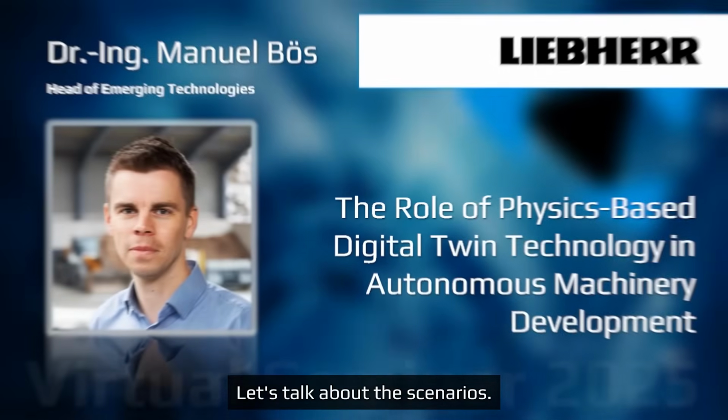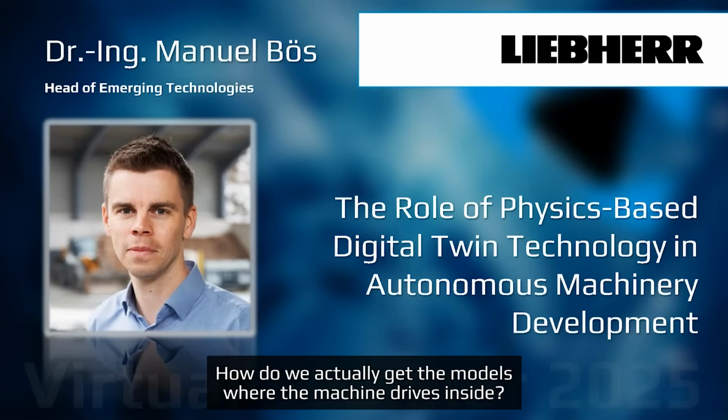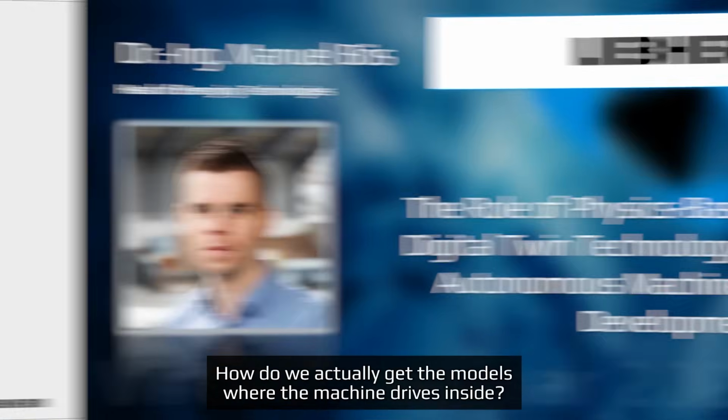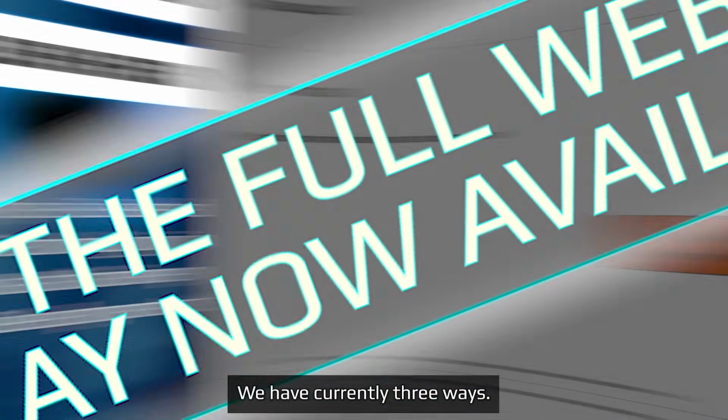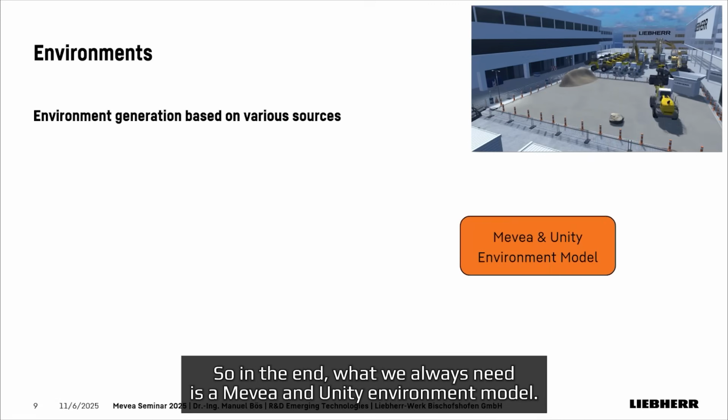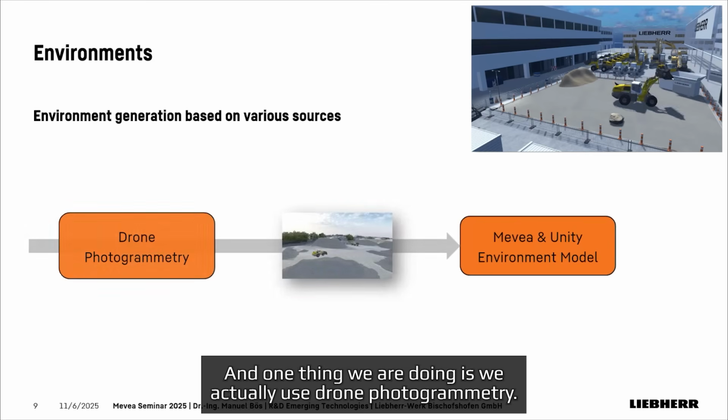Talk about the scenarios. How do we actually get the models where the machine drives inside? We currently have three ways. In the end, what we always need is a Mevea and Unity environment model. And one thing we are doing is we actually use drone photogrammetry.